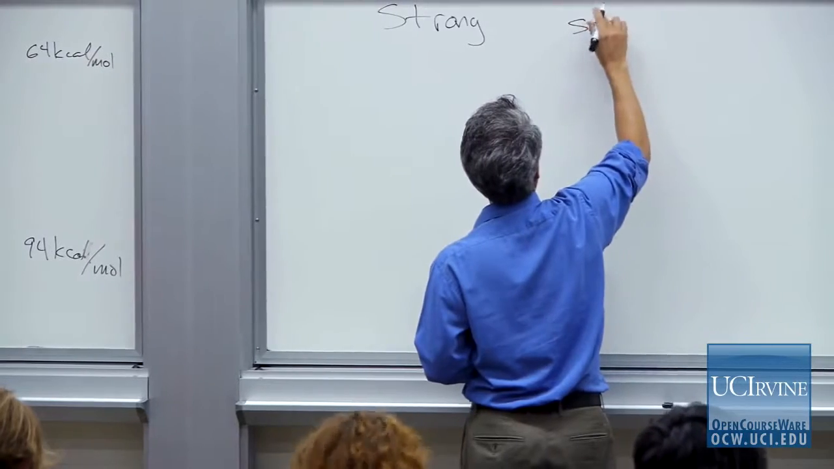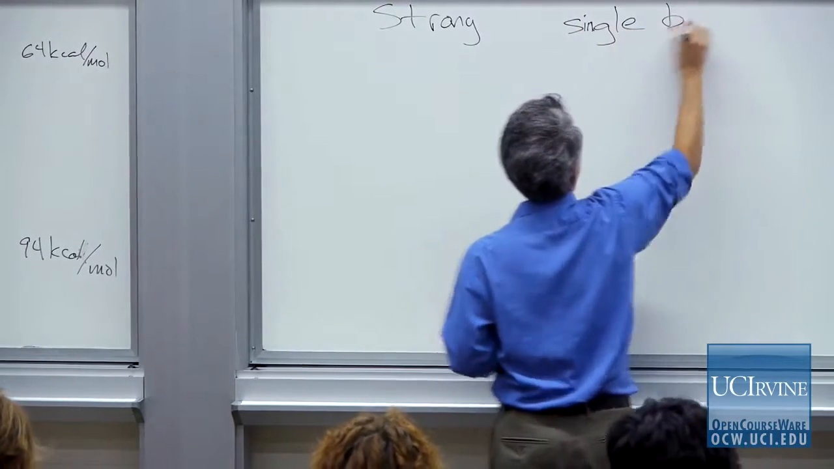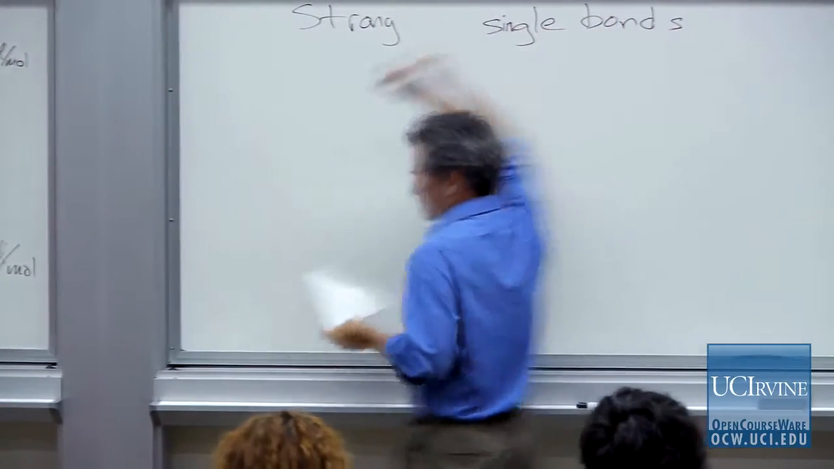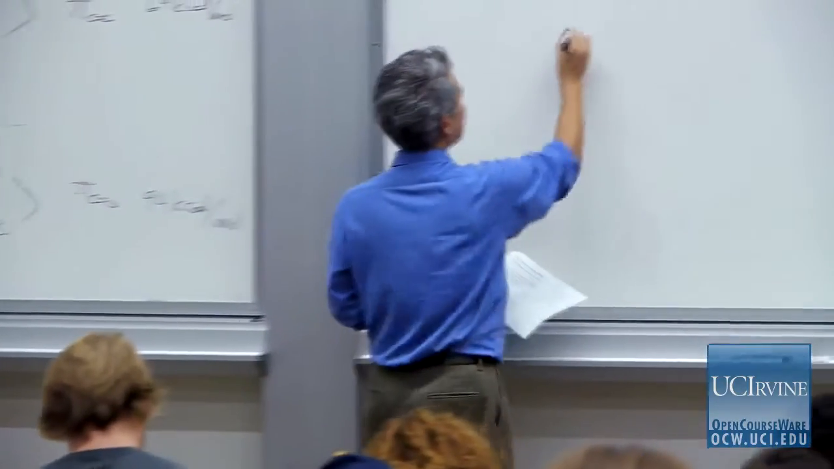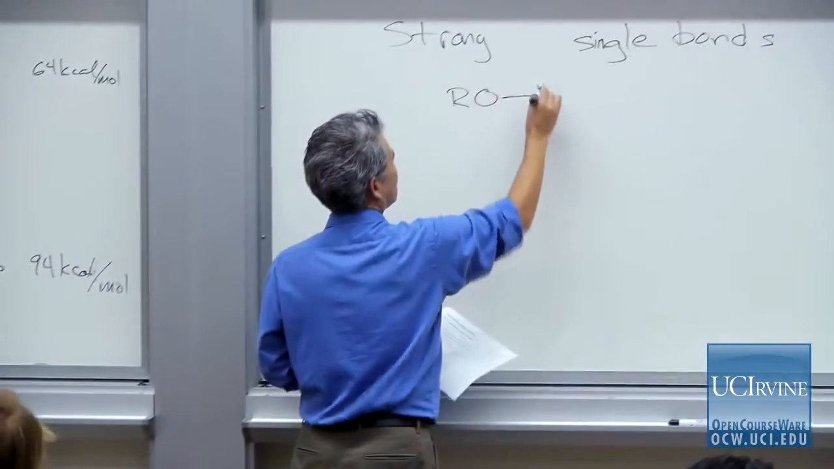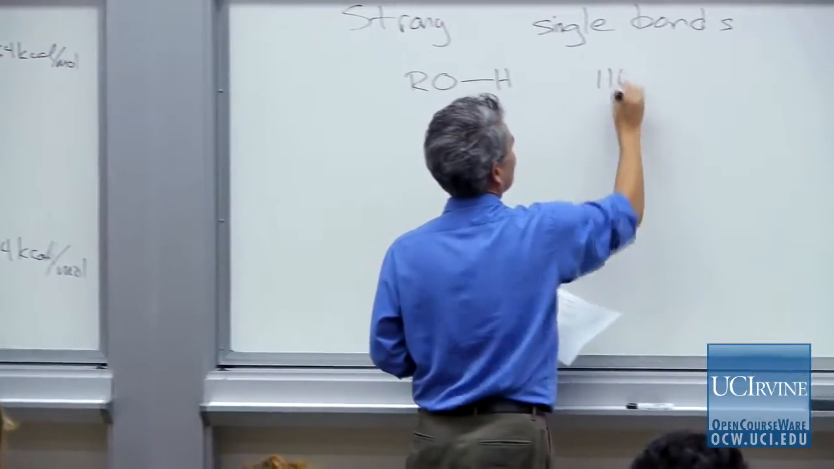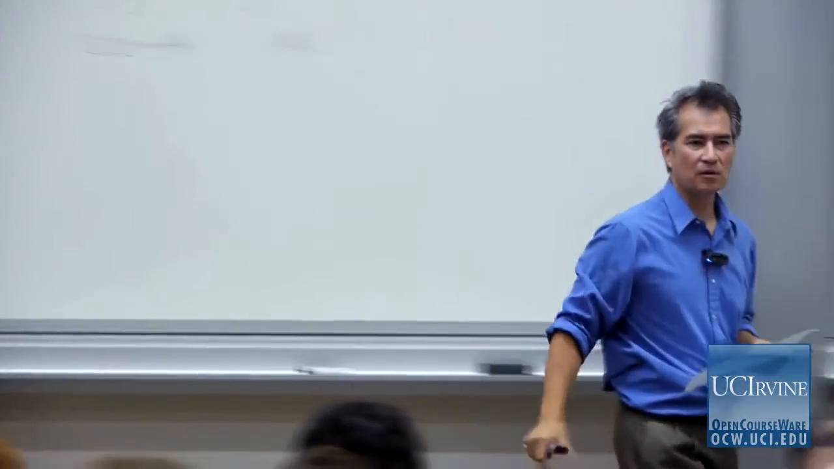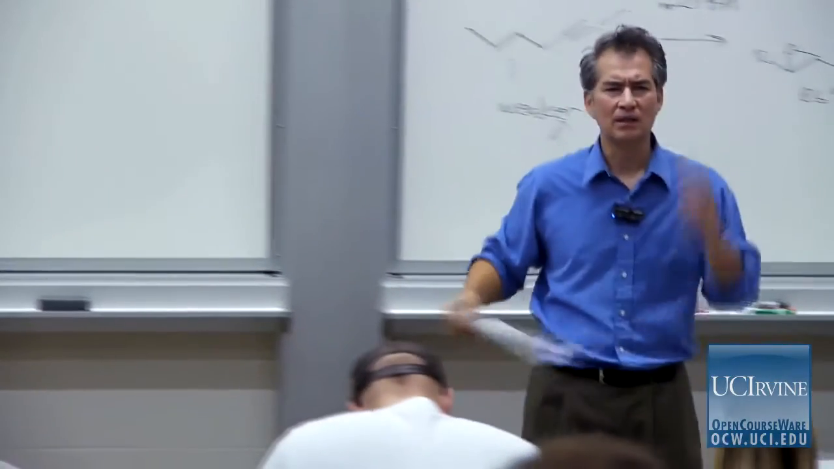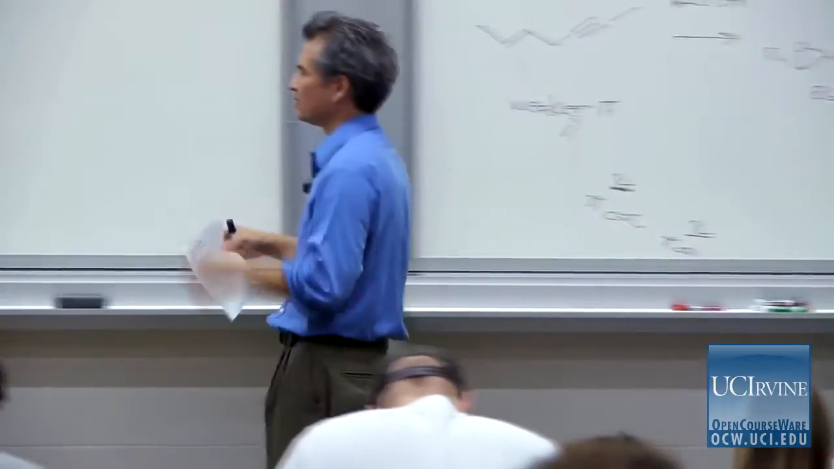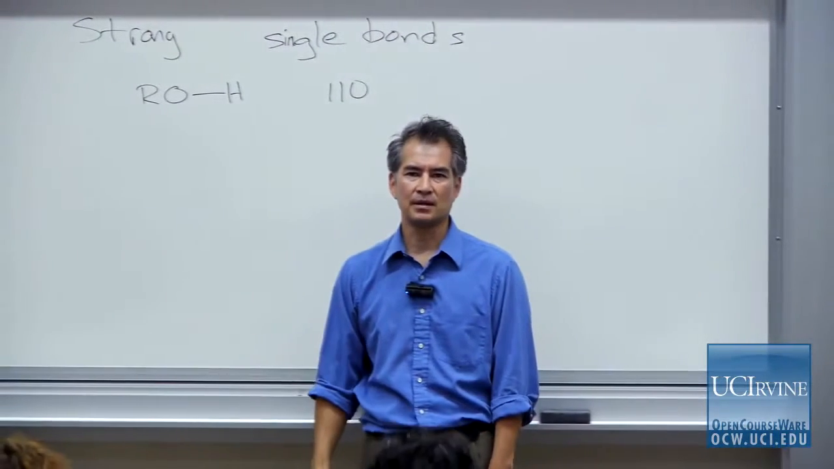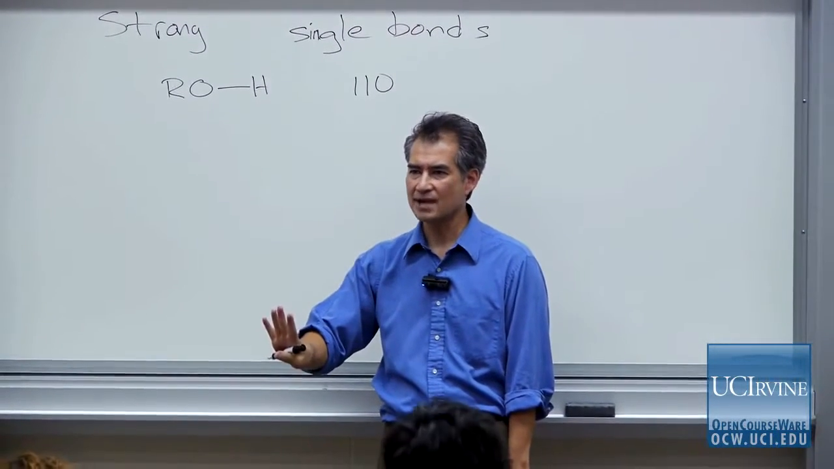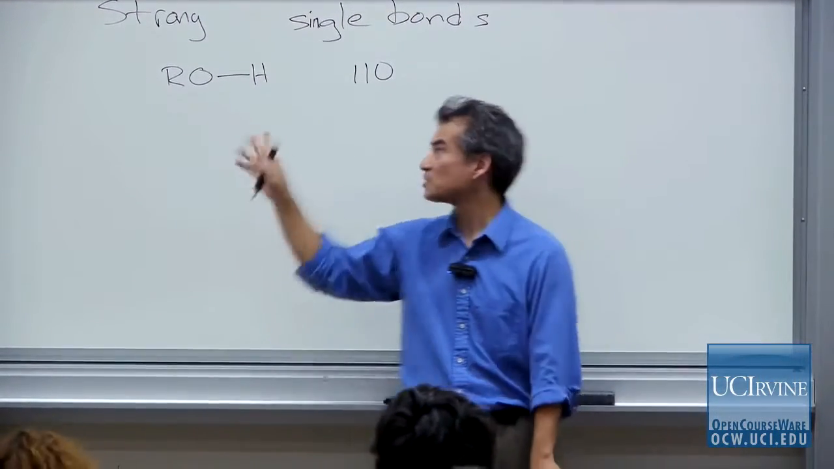Let's take a look at some single bonds that I would consider to be strong, and I've already talked about one of those, and that's an OH bond is strong. 110 kcals per mole for a typical alcohol OH bond. That would be very unusual for you to have any reaction that plucks that hydrogen atom off. And that's not to say that there aren't reactions that generate RO dot, but they don't proceed by plucking off an H atom.